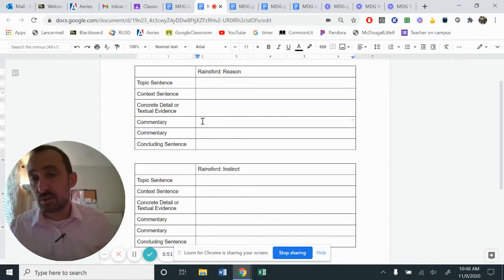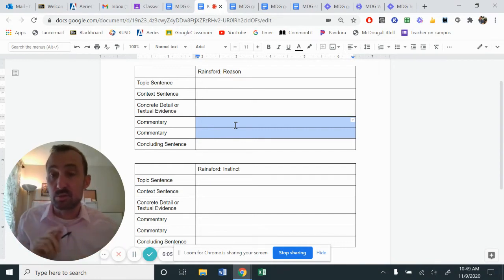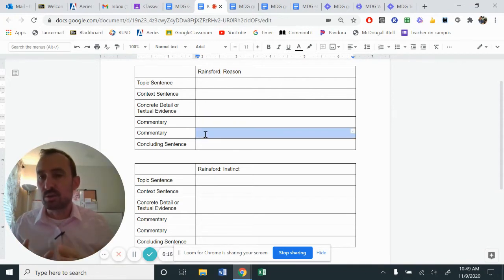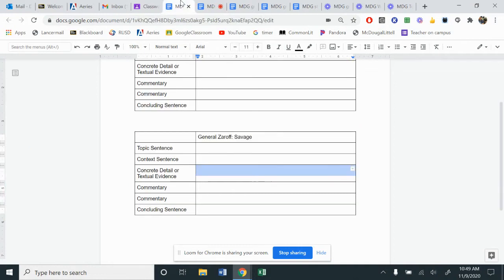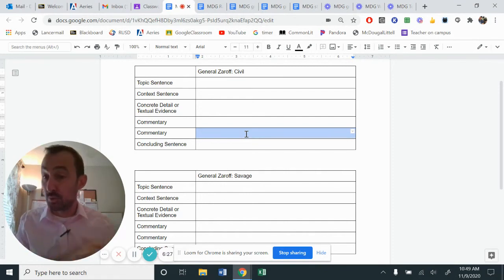So commentary starts with "this shows that," and also pulls from our web off the word. So you're going to need to go back to the Google Classroom and look at all of those other words that you put. So this shows that, because I'm using Ransford right here, this shows that Ransford thinks logically about the gun that he hears in the distance. Okay. This shows that General Zaroff, let me go back over here to this one. This shows that General Zaroff is hospitable. This shows that General Zaroff is kind and caring to his guests, in his guest Ransford.